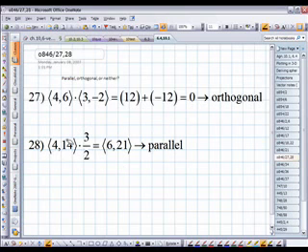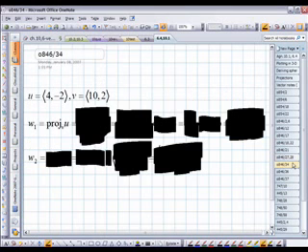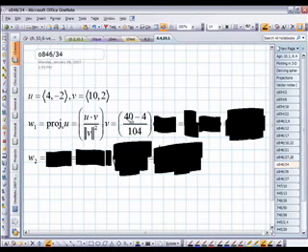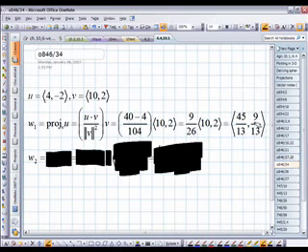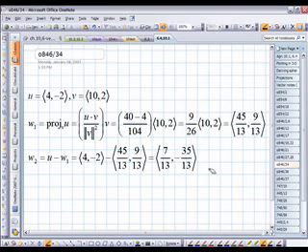And finally, one more projection problem. We're going to project 4, negative 2 onto 10, 2. So here's our projection formula. Dot product 4 times 10 plus 2 times negative 2, over magnitude of v squared, times v. And there's our projection. To get the w2 vector, you do u minus your projection w1, one vector minus the other, and there we go.